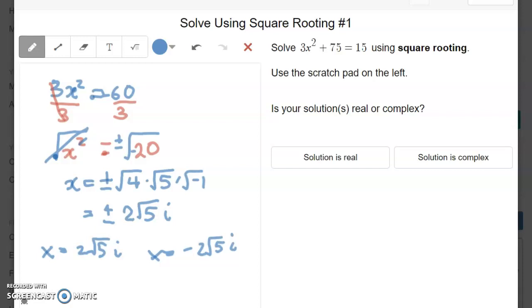And the answer is the solutions are complex because it involves i. And whenever it involves i, it's going to be complex. So I'm going to say it's complex.